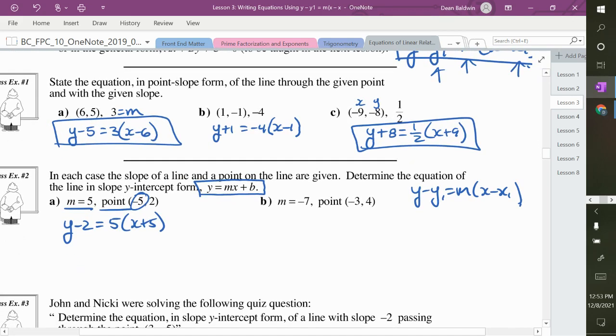If this was a test and I said write it in the form y is equal to mx plus b, you've got half marks. How do you get full marks? You have to get rid of all the brackets and write it as y is equal to mx plus b. So this is the algebra part that I was warning you about. So the first thing is the 5 gets dumped into here.